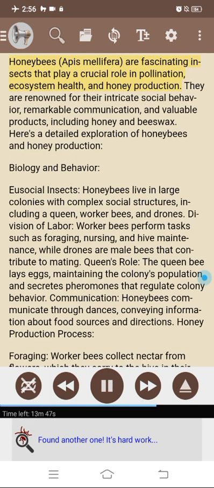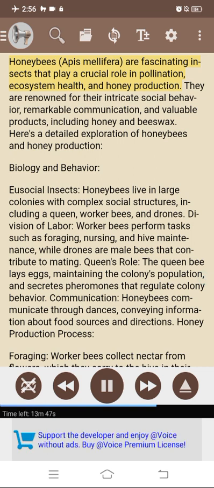A comprehensive overview. Honeybees, Apis mellifera, are fascinating insects that play a crucial role in pollination, ecosystem health, and honey production. They are renowned for their intricate social behavior, remarkable communication, and valuable products, including honey and beeswax. Here's a detailed exploration of honeybees and honey production.